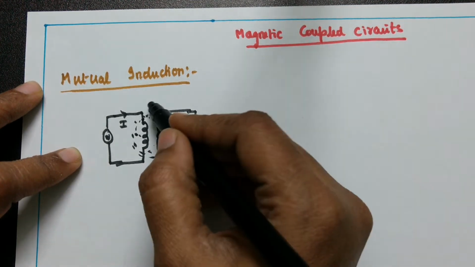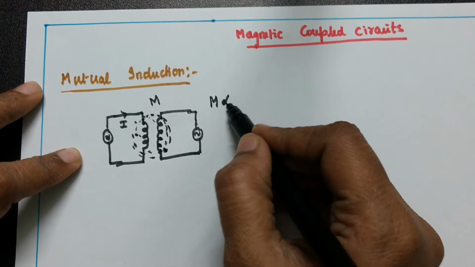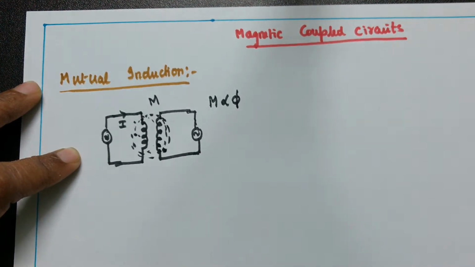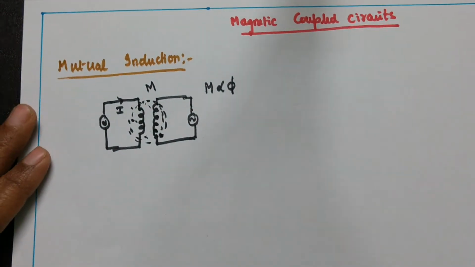This constant of proportionality is known as M. This M is proportional to the flux induced. So this we know.